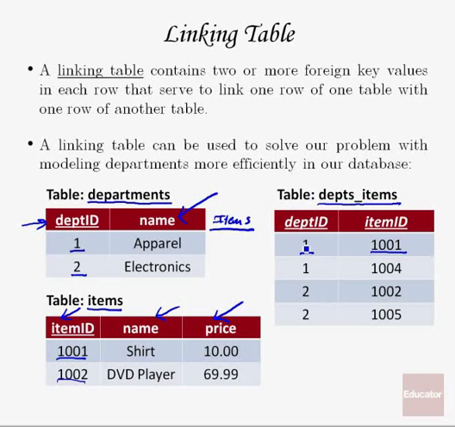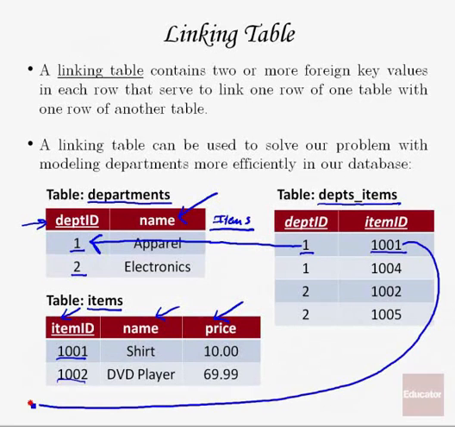Now department ID 1 is a foreign key that's going to refer to the primary key of the departments table. Item 1001 is a foreign key that's going to refer to item 1001 in the items table. Now what we can do is continually add for each item in the department. We want to add item 1004 to department number 1. We simply create a new row that has the department ID of the department we want to add to and then the item ID. The same thing we can do for department 2. We can add 2 items to it as well.